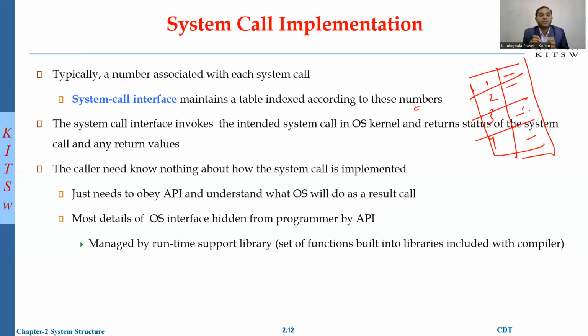So the caller need know nothing about how the system call is implemented. Generally, the caller who is calling the system call doesn't need to know how the system call is working. It just needs to obey the API and understand what the OS will do as a result of the call. Most details of the OS interface are hidden from the programmer by the API. So you don't know what is happening inside when you are copying from one folder to another folder. Everything will be taken care of by your APIs. So it is managed by the runtime support library.